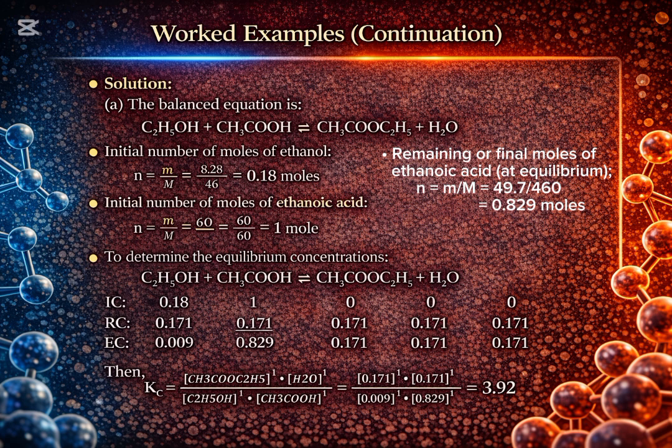Now let's go to row 3, equilibrium concentration. From the question, it has been given that ethanoic acid that remains at equilibrium is 0.829 moles. Do not forget that we've converted the mass that remains to number of moles. So the 0.829 moles that remains under ethanoic acid, we subtract it from 1. So we now know the X for ethanoic acid. The reacting concentration for ethanoic acid will now be 0.171.